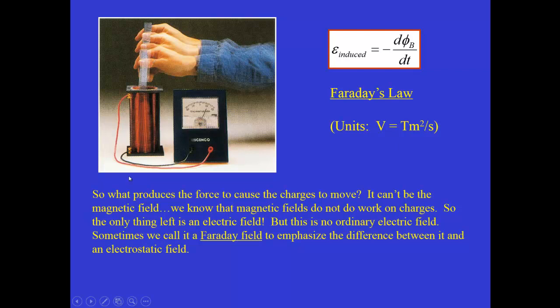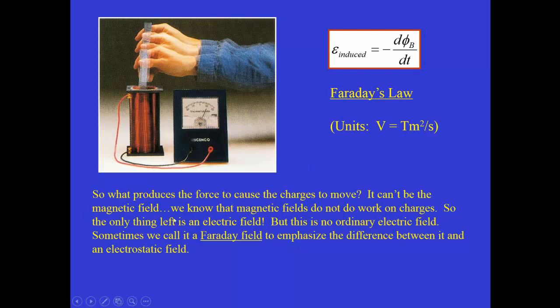And importantly, it can't be the magnetic field. The magnetic field of the bar magnet can't cause charges to move, because we already know from our study of the motion of charges and the way that they are deflected by a magnetic field that all the magnetic field does is change the direction of their velocity. It doesn't increase or decrease their speed. So magnetic fields can't do work on charges. Magnetic fields alone cannot take a stationary charge and cause it to accelerate.